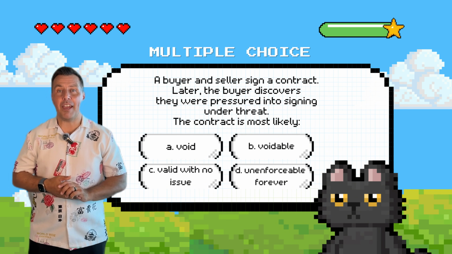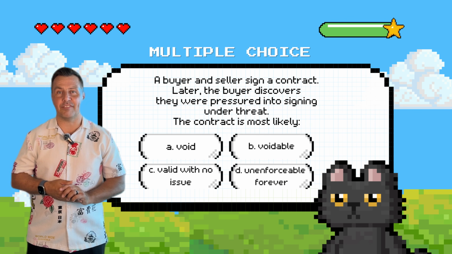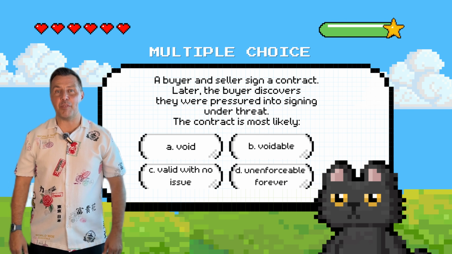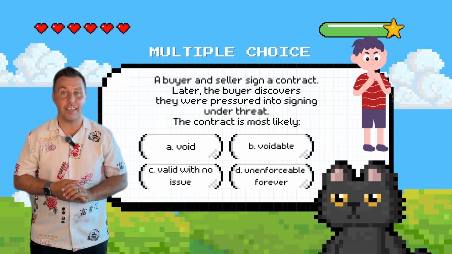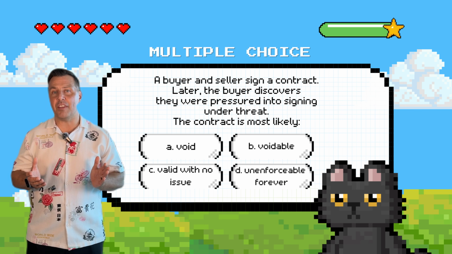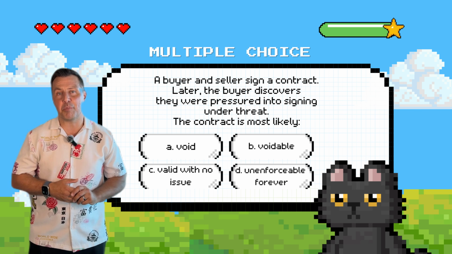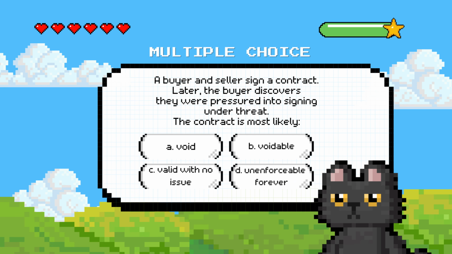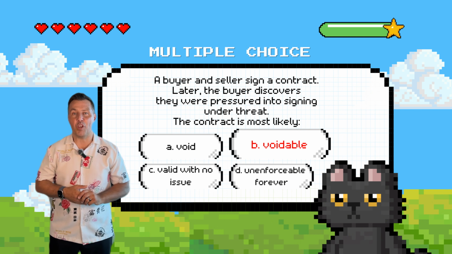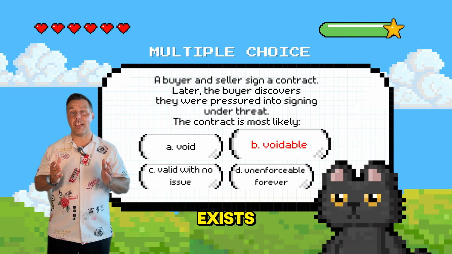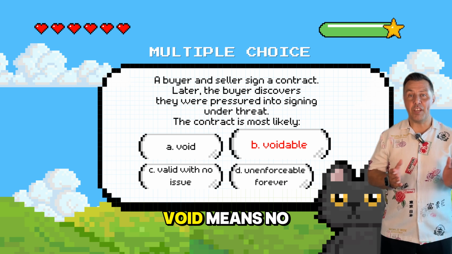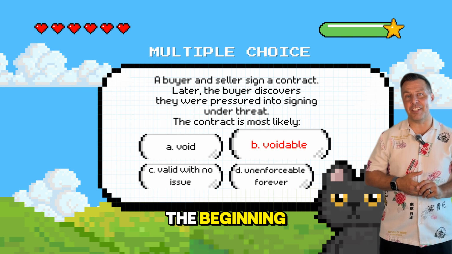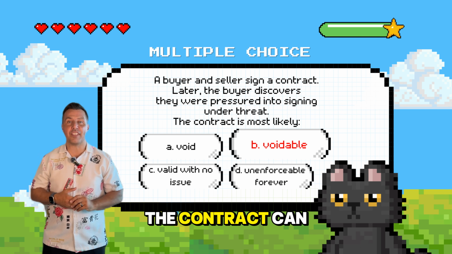Question 2. A buyer and a seller sign a contract. Later, the buyer discovers they were pressured into signing under threat. The contract is most likely A. Void, B. Voidable, C. Valid with no issue, or D. Unenforceable forever. The answer is B. Voidable. A voidable contract exists, but the harmed party may actually choose to cancel it. Void means no legal contract from the beginning. Voidable, on the other hand, the contract can be cancelled.